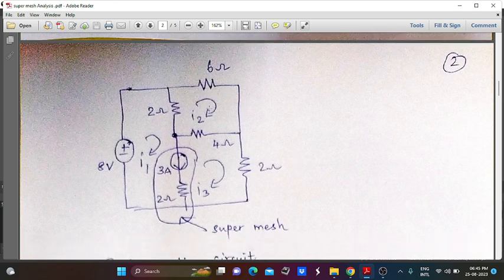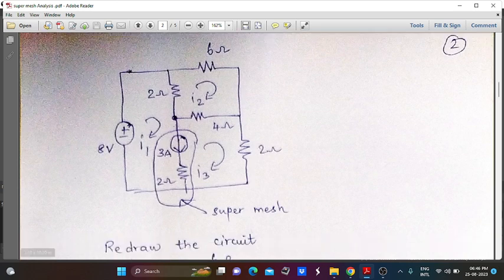So now we have to consider this given circuit. This particular area is called the super mesh. That means a 3 amp current source is connected in between I3 and I1, and the current flows through this 2 ohm resistor. So this particular portion is called the super mesh.